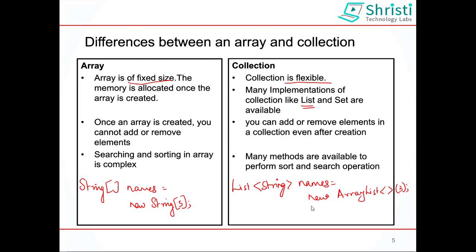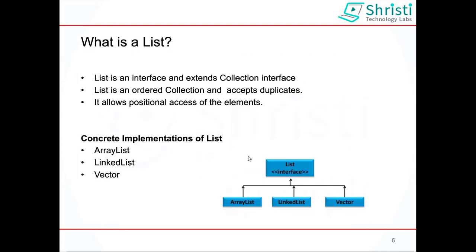Now, whenever I am adding elements to this array list, the size will increase. When I am removing the elements from the array list, the size will shrink. So, collection is flexible. Now, coming to the next point, in case of array, searching and sorting is very complex. Meaning to say that you need to write the algorithm for searching and sorting. In case of collection, there are many methods which are available to perform sort and search operations. So this is the difference between array and collection.